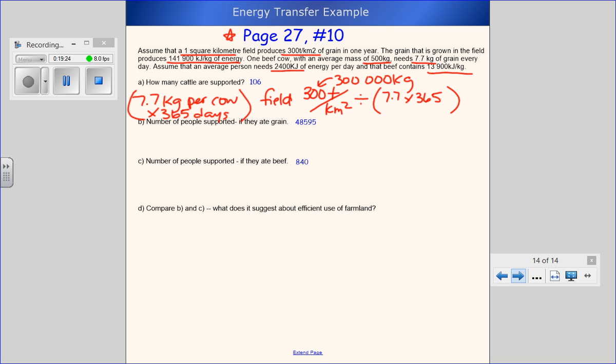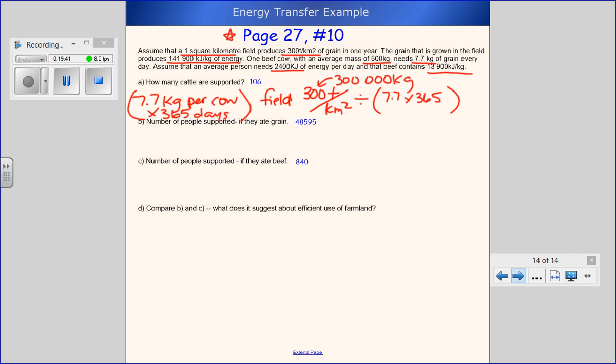And that's how I'm going to arrive at 106. Now my answer is actually 106.74, but I can't have 0.74 of a cow. That's not a thing. So I round down. And in general, when you have living organisms, you round down because you can't have 0.2 of a cow.